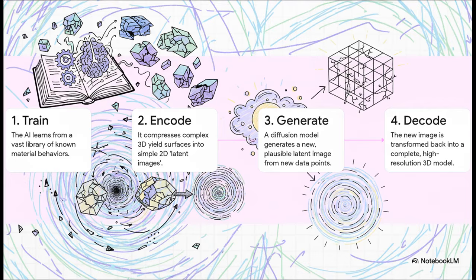Then third, it uses a generative AI technique called a diffusion model. And this is the cool part. It lets the AI take just a few new data points and generate a complete, plausible 2D fingerprint from them. And finally, step 4, it decodes that new fingerprint back into a full high-resolution 3D model. It's an incredibly elegant process.